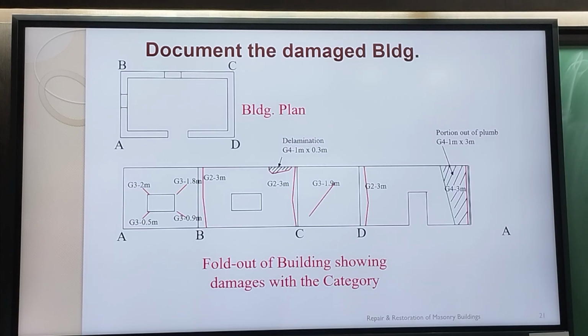Then show it here. Alright, so the cracks, with a grade 3, G3 cracks, G2 cracks. So all these cracks are marked. Some portion has delaminated, like this portion at the top. One face has fallen off, so you're calling it delamination. Right here in the corner, for example, in A, because of this crack, a portion of this wall is out of plumb. So something has to be done about that.